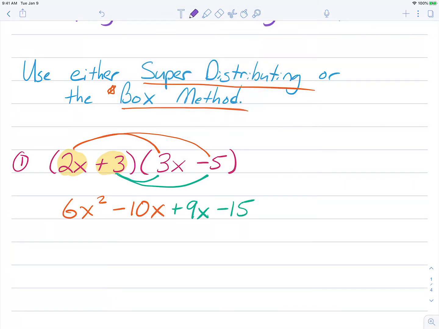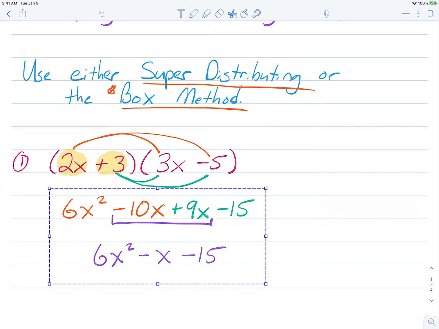If I then look at this as four terms, I have two of them that are like terms, these middle ones. So the 6x squared is the only x squared term. The negative 10x plus 9x simplifies to negative 1x, and we still have a minus 15. So that's the super distributing method.